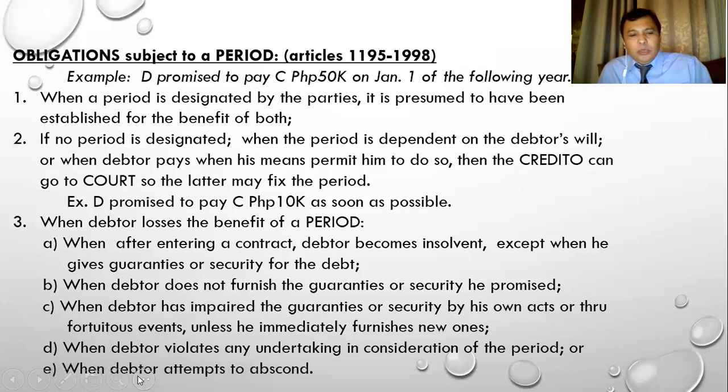And lastly, when the debtor attempts to abscond. What do you mean by attempts to abscond? Abscond means to escape or evade. So if he, let's say for example, transfers residence, that is already absconding from his obligation to pay. Therefore, the obligation of 50,000 pesos becomes due and demandable.